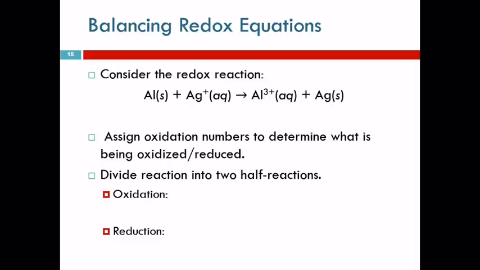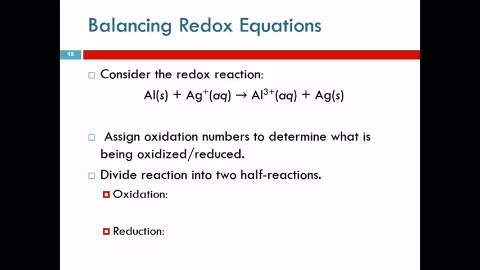Okay, so here's a redox equation, a reaction. Aluminum plus silver ion forms aluminum ion plus silver. And you may look at that and say, well, what's wrong with that? Isn't it balanced already? There's one aluminum on each side, and there's one silver on each side. But for a reaction equation to be balanced, it has to have the same charge on each side. And here we have a +1 charge on that side, and this side has a +3 charge. It's not balanced.